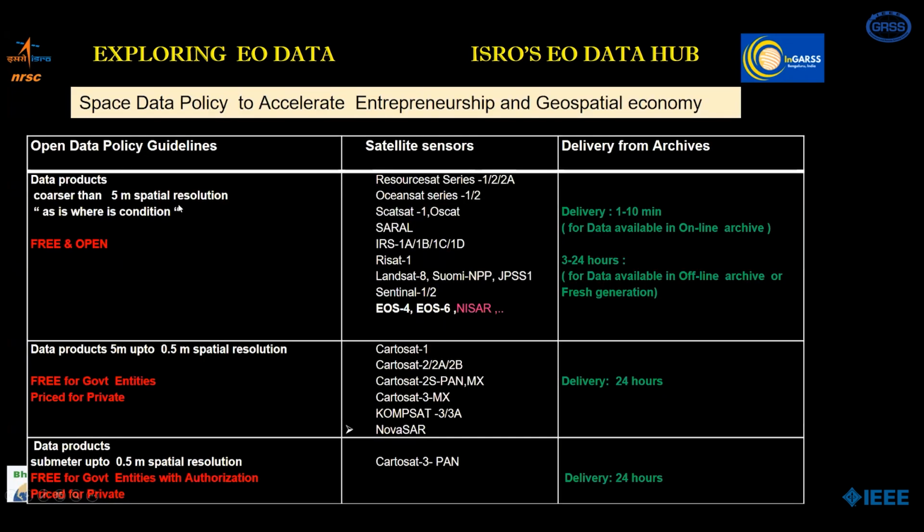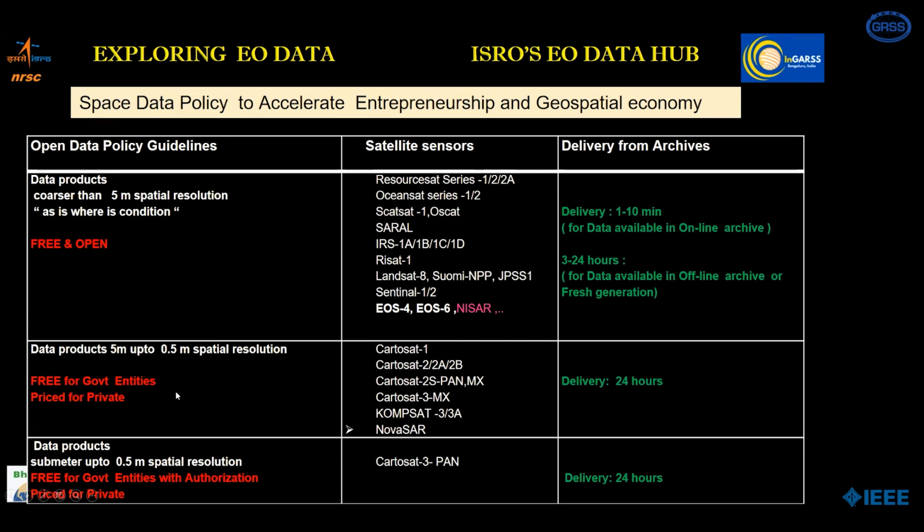Now, as per the space data policy, data of 5 meters and above is open and free. So these are the satellites which come under that category, and if the data is there in our online archive, it will be delivered within 1 to 10 minutes. But if it is in our offline or second tier, it may come with a delay. And for our data under 5 meters up to 0.5 meters, these are the series data available, and it will be delivered within 24 hours.